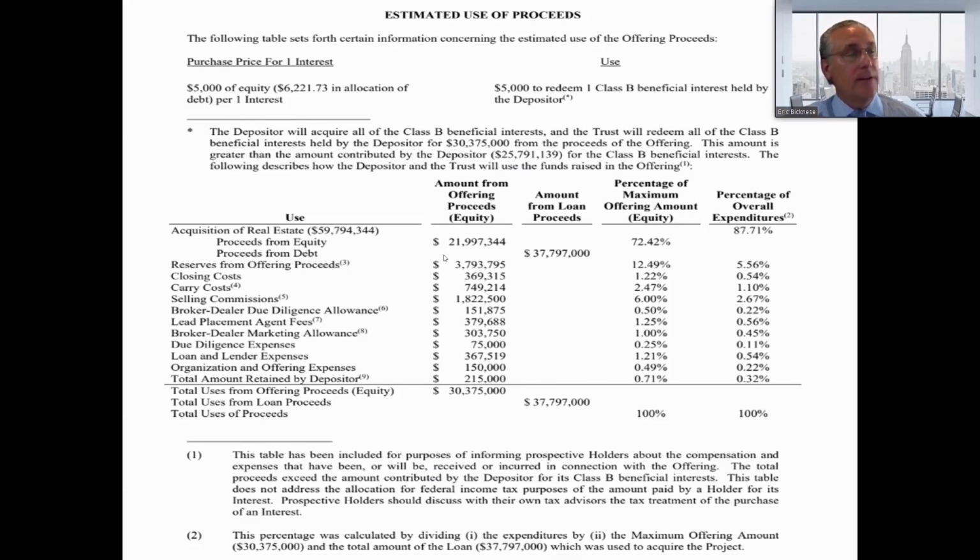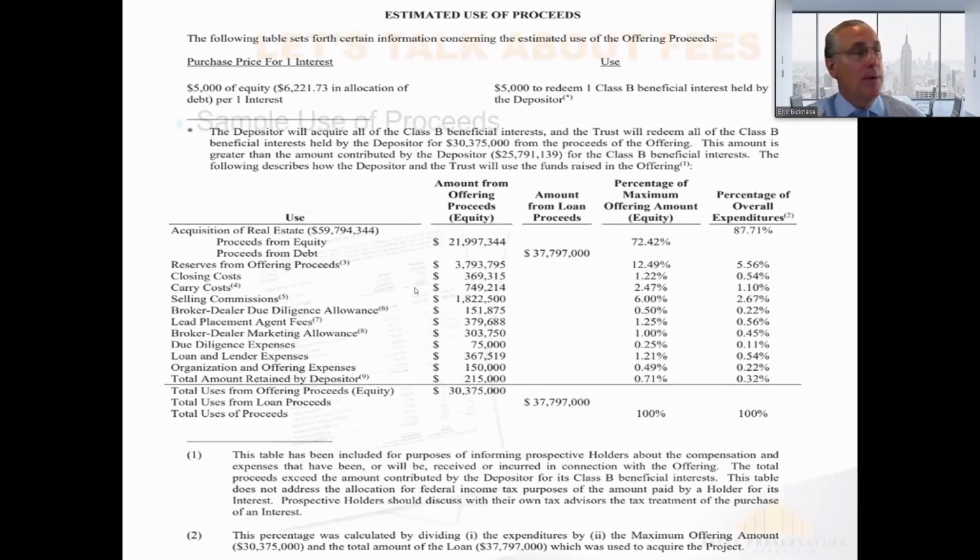reserves right here, this number, because that's not a fee. That's your money. If it's not used to take care of the property, it'll come back to you when the property eventually gets sold. So we back that out of the equation as far as a fee to the deal, because it's just like if you bought a property and you put some money aside to take care of the building, that's what this is. And we're going to look at this number here, which is the acquisition of the real estate.